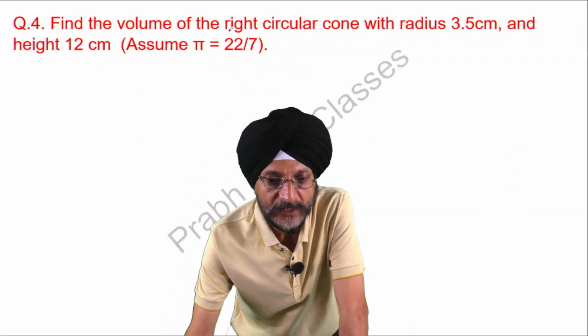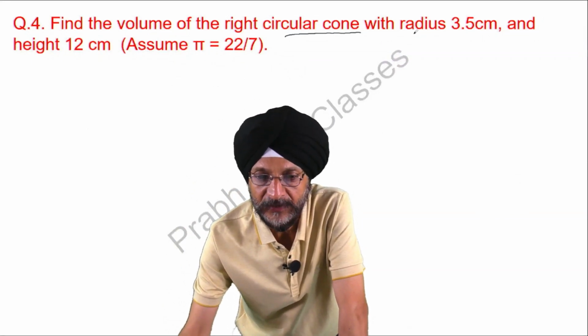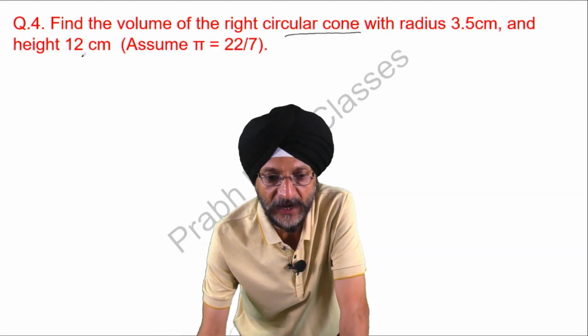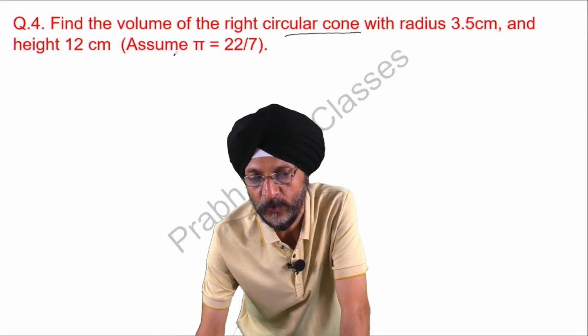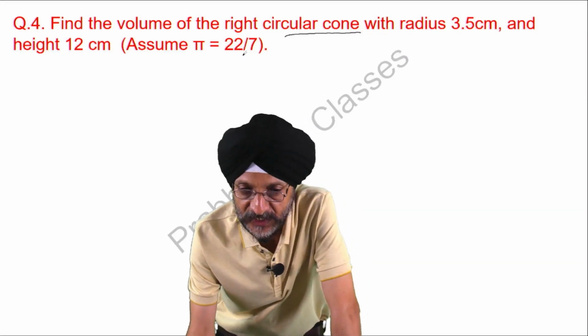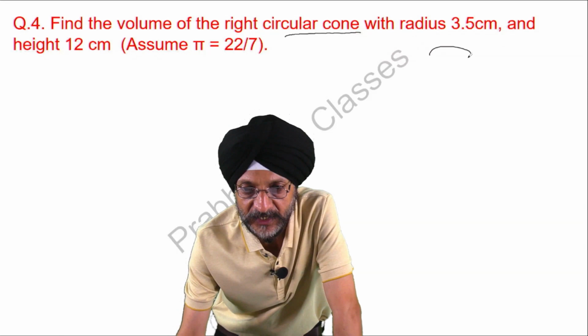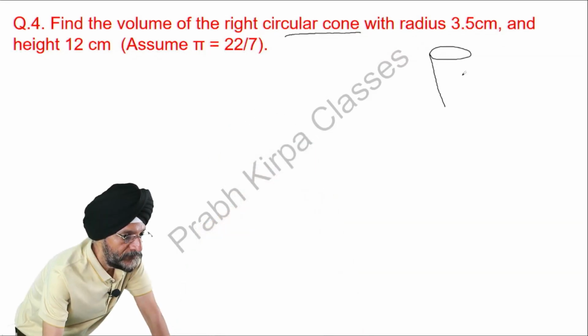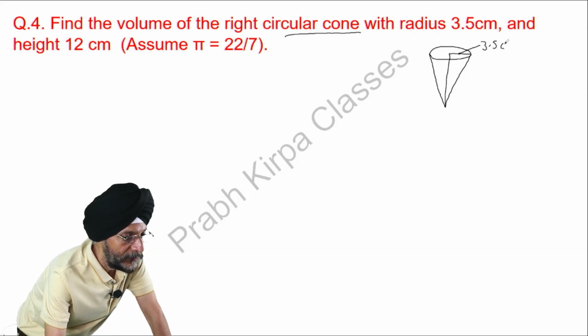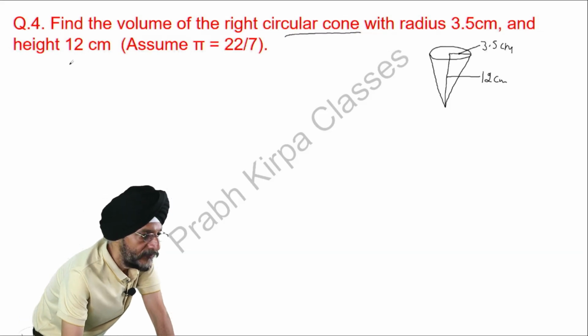Now we are to find the volume of right circular cone with radius 3.5 centimeter and height 12 centimeter. We have been given to assume pi is equal to 22 over 7. So here it is the cone. Here this is the radius. This is the height. This radius is 3.5 centimeter, and this is the height. This is 12 centimeter. We are to find the volume.